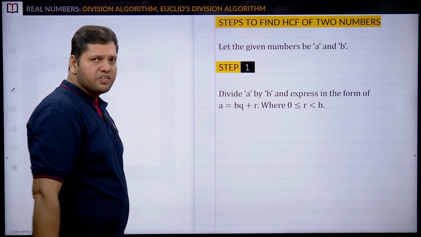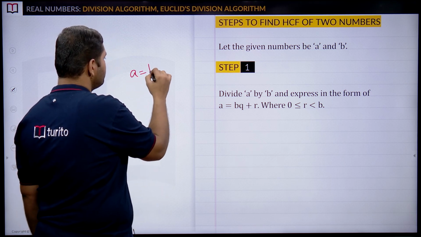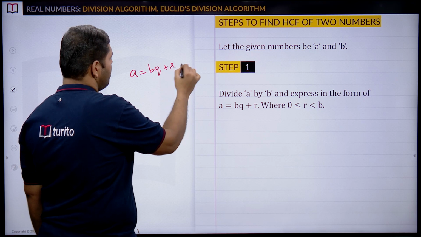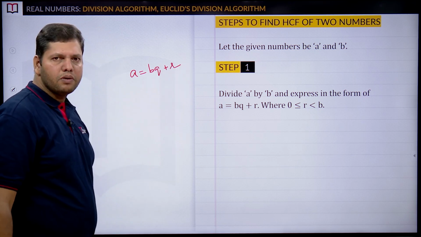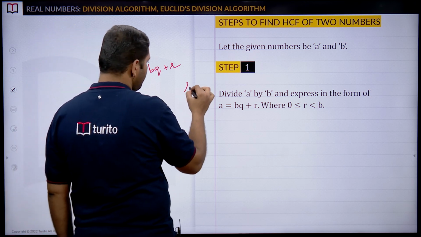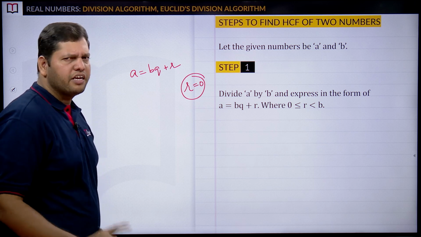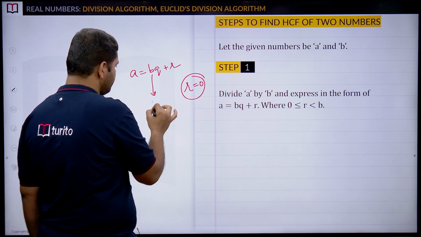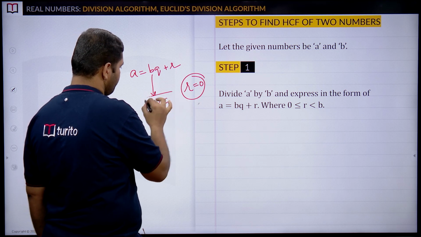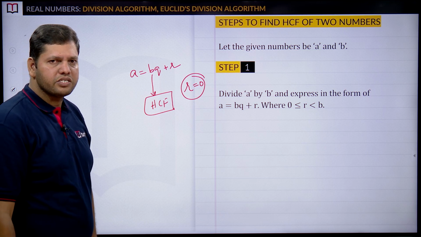First you can take A as one number and B as the other number. First, write A is equal to BQ plus R. If you are getting remainder equal to 0, children, in case you are getting remainder equal to 0, then we can say B is the HCF. Okay. B is the HCF.